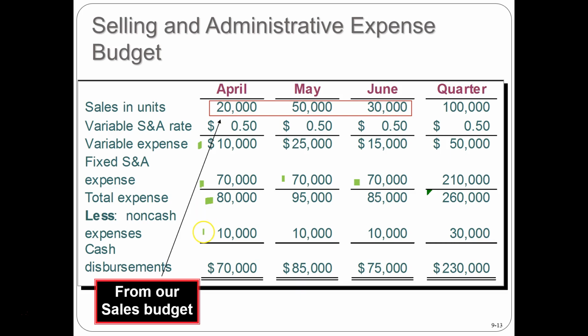And then we're going to remove the depreciation expense. Why? Because depreciation expense is a non-cash related item. It's an estimate of the allocation of cost. Therefore, when we think about cash disbursements, we would remove the depreciation from the selling and administrative expense budget.